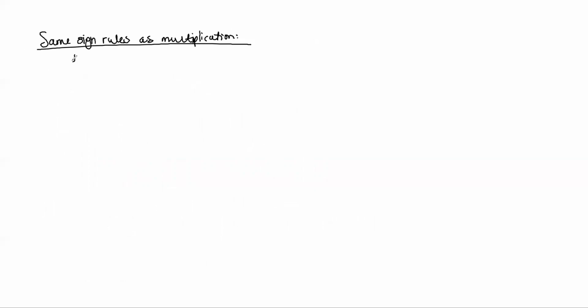So if we have a positive divided by a positive, we get a positive. A positive over a negative, or a negative over a positive equals a negative. And lastly, a negative divided by a negative. I'm going to put that in parentheses just so you can see that those are negatives. Negative over a negative is a positive.